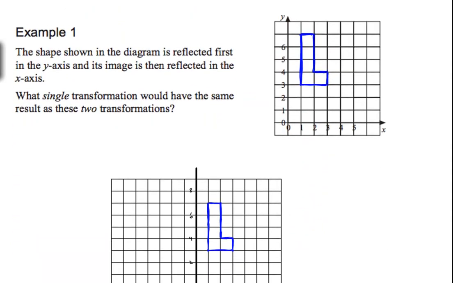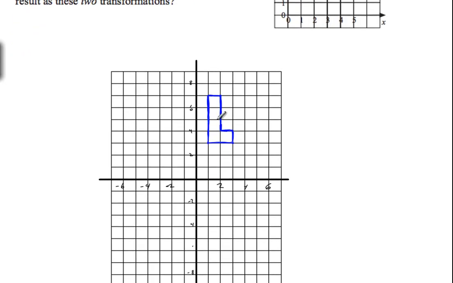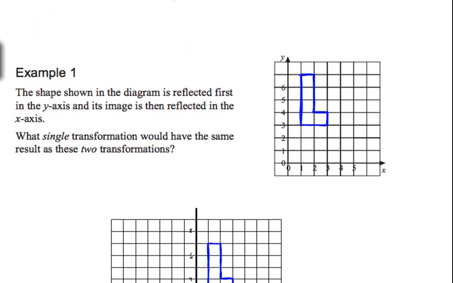Example 1. The shape shown in the diagram is reflected first in the y-axis, and its image is then reflected in the x-axis. What single transformation would have the same result as these two transformations? Alright, so the image is here. It's an L shape. I've gone ahead and drawn that on this larger grid because I know that we're going to be reflecting it twice.